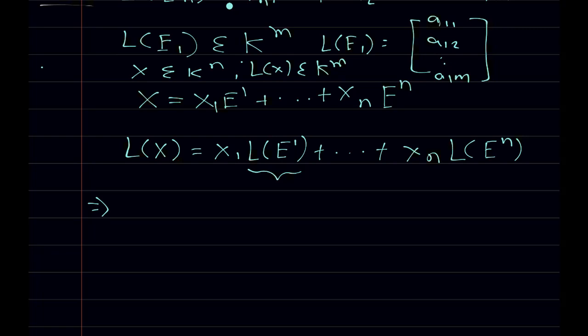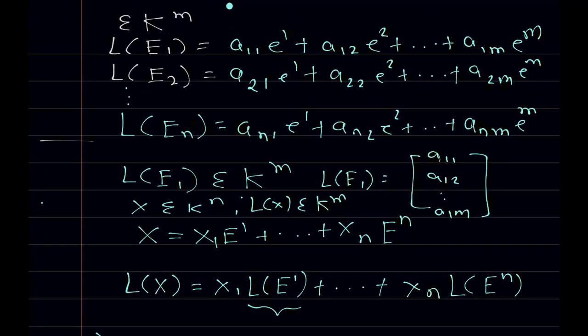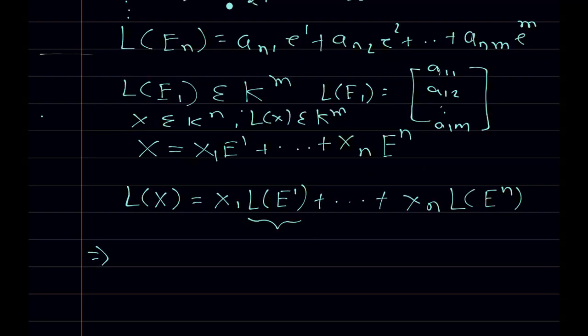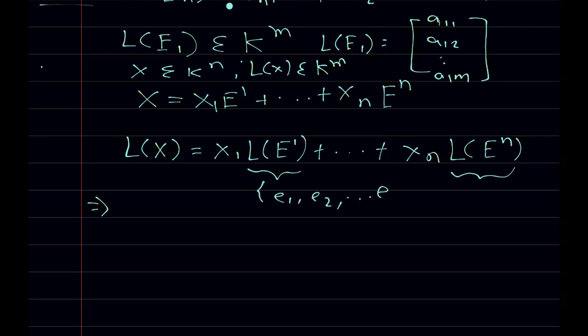Why are we doing this? We are going to write all these in terms of the basis in Km, which is small E1, E2, Em, because we know that L of X must belong to Km. So we should find a way to write L of X in terms of the basis in Km, which is small E1, E2, Em. So that means L of E1, that is L of capital E1, must have a representation in terms of the basis. This is another way of saying it.